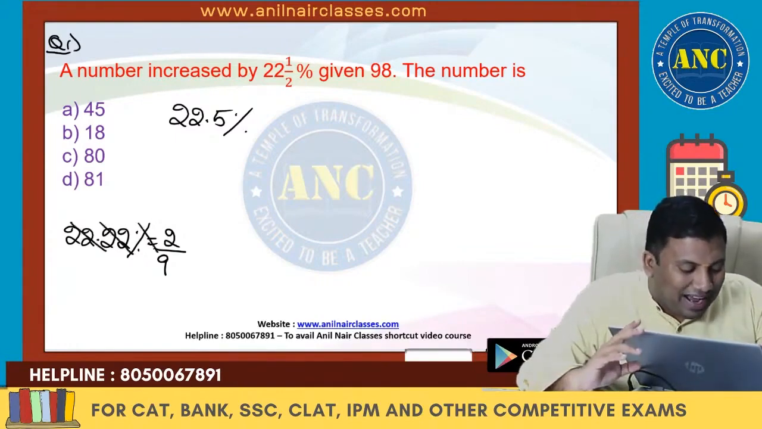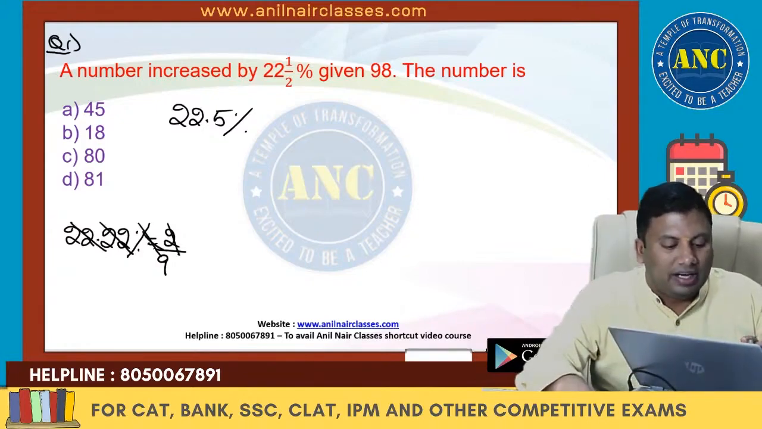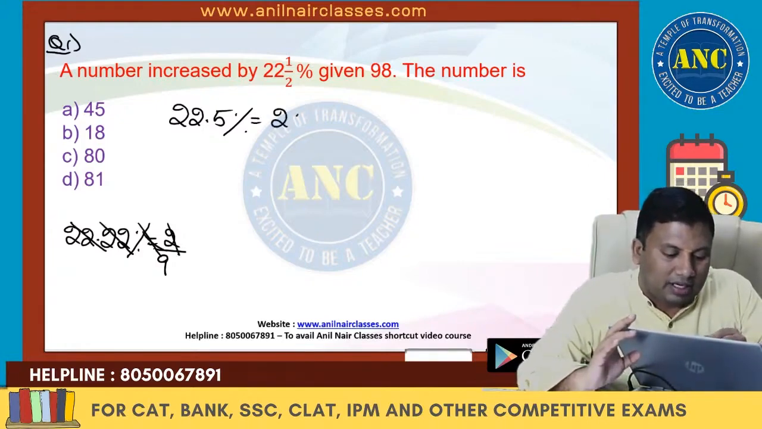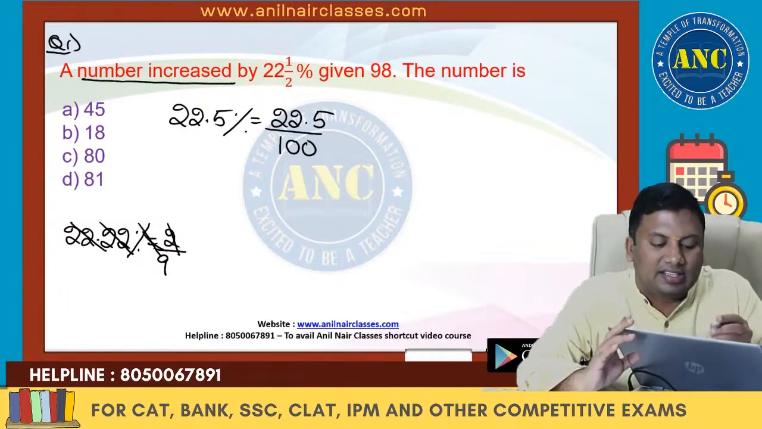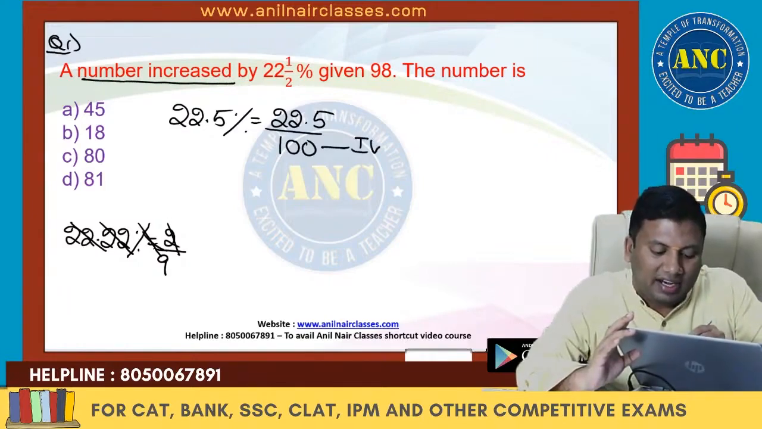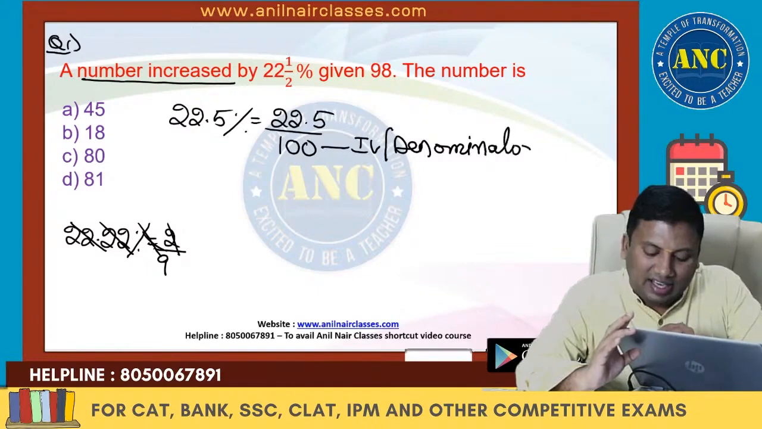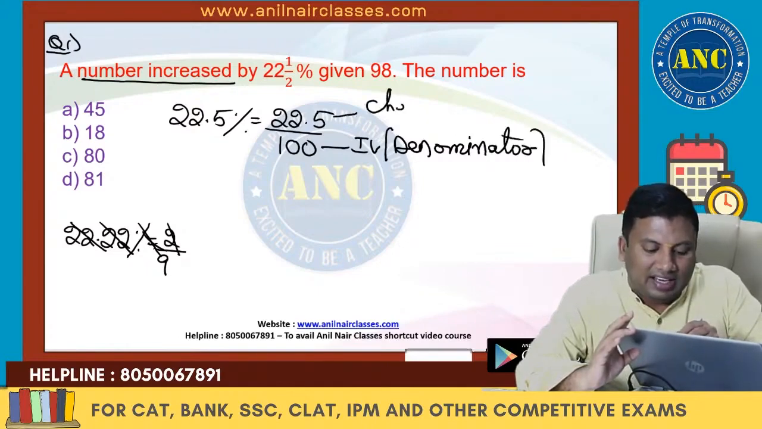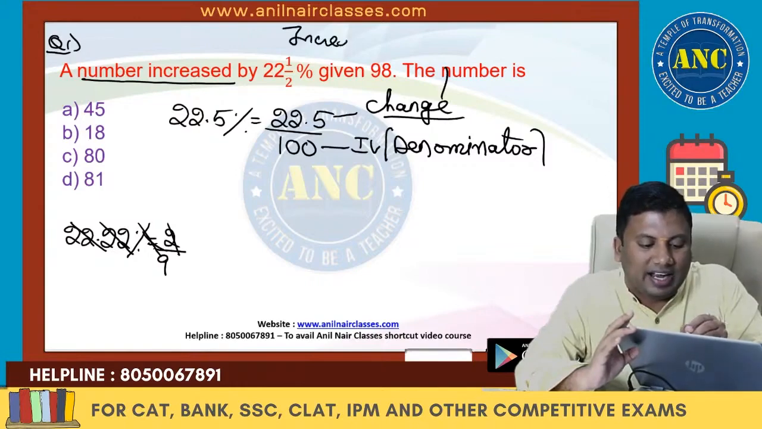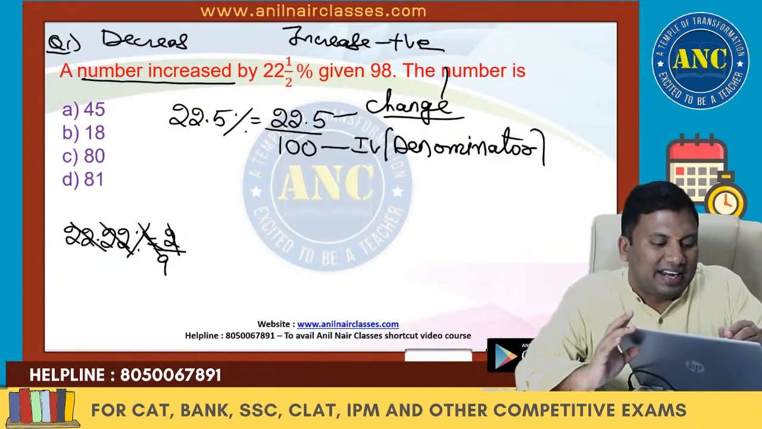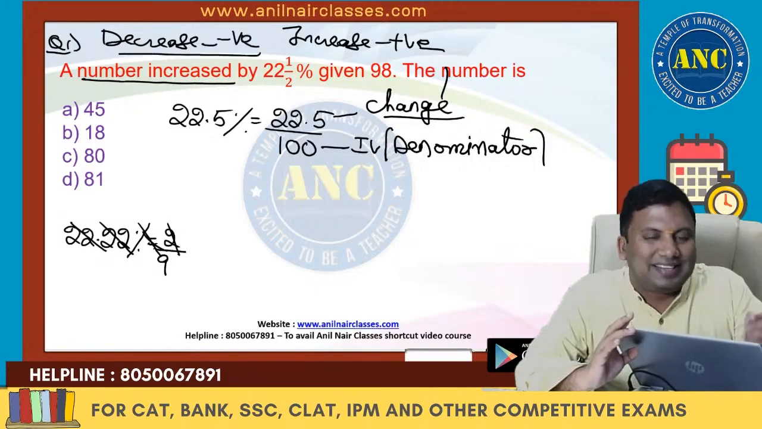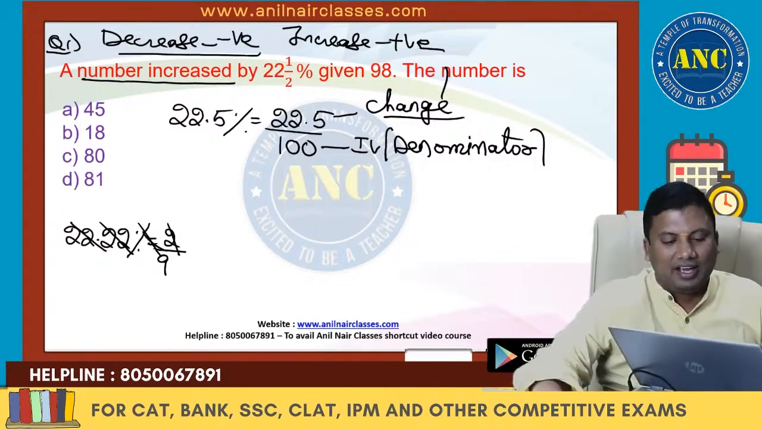This is where Anil Nair's method will be useful. 22.5 is nothing but 22.5 by 100. A number increased by, and always the denominator is the initial value. The numerator is nothing but the change. Increase means positive, decrease means negative. Gone are the days where percentage to fraction equivalent values are given.